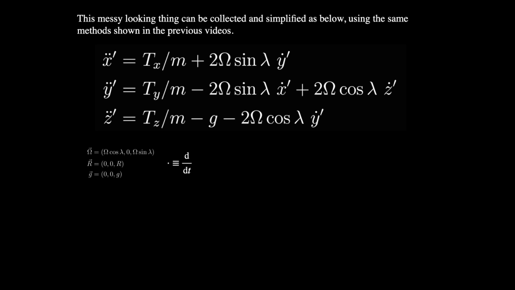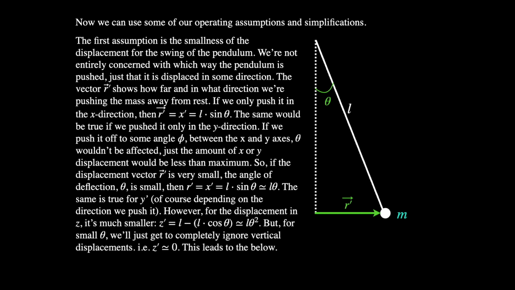And so v is going to be, like, v sub x will be x dot, v sub y is y dot, and v sub z is z dot. Those dot notations make it a lot easier to write out. Okay, so now we go further and say, let's use some of our assumptions.